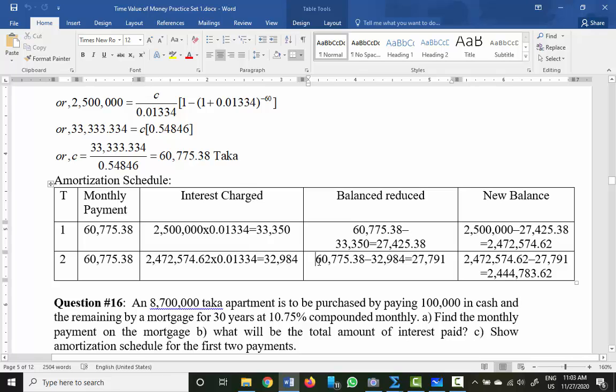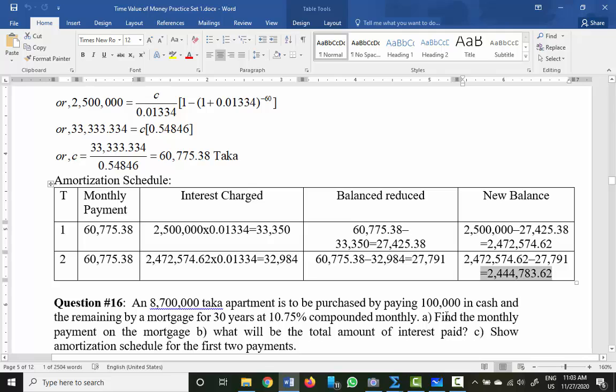This is the monthly installment amount you have paid, and this is the interest amount. If the interest is deducted from the installment, this is the amount you have actually paid off the loan. The previous loan balance was this one, and from that you have paid off this much of the loan. That means this 27,791 will be deducted from the previous balance, and this will be the new loan balance.